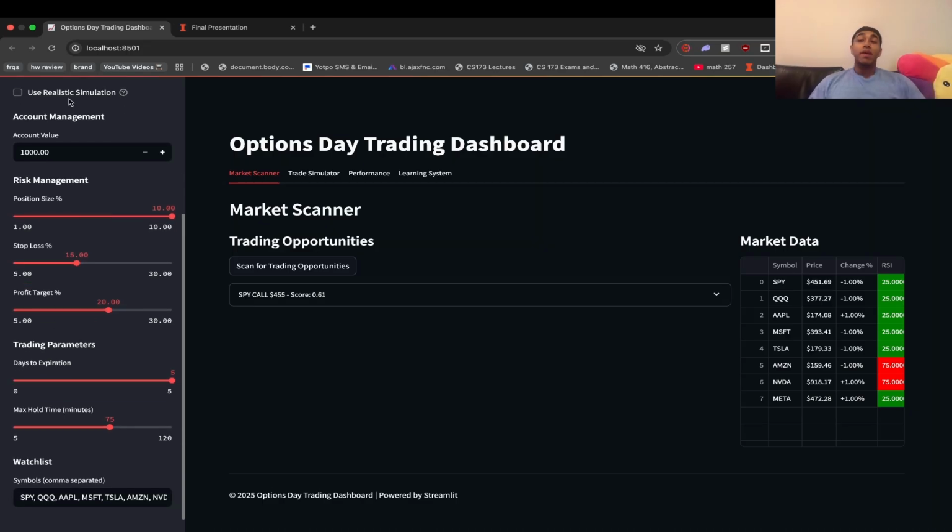Right here we have the account management. These are a bunch of different risk values and profit metrics that we will be using to start off our simulation. At first we have the initial account value, which is 1,000. Then we have the risk management, which is how much of our 1,000 we are willing to risk within a position, which is 10%, and then our stop loss, which is 15%. Then we have the take profit, which is 20%. So if a stock goes up 20%, it would automatically sell that.